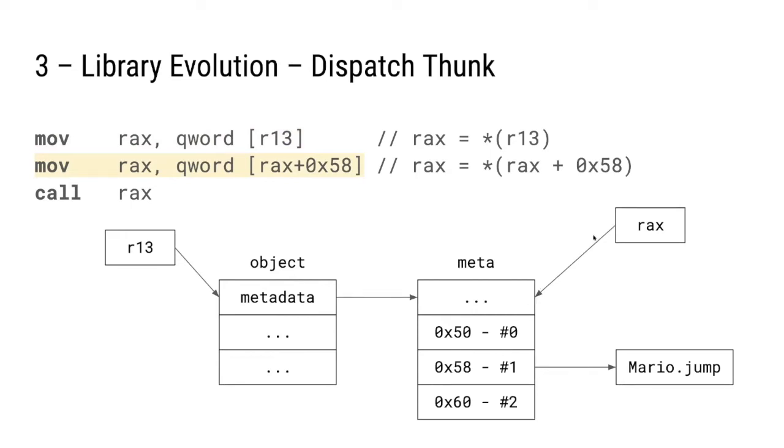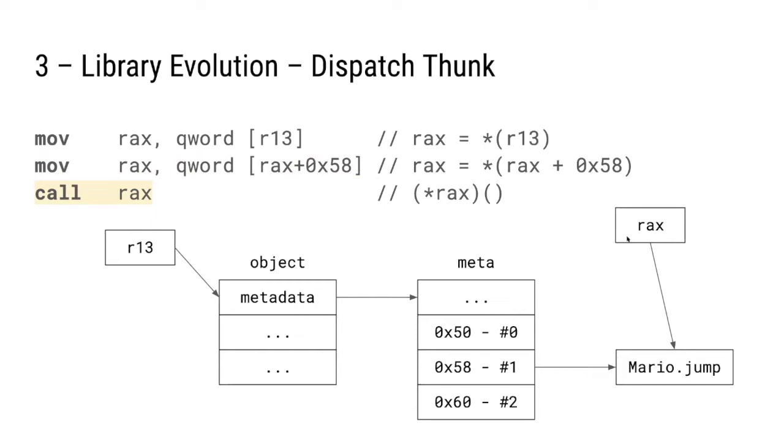Now the second instruction is very similar, except for the offset. This offset hits directly into the vtable. The vtable is a part of the metadata. So you can think offset 58 just corresponds to the method at index one, the pointer to the method. So in this instruction, the CPU is going to take this pointer to the pure assembly and put that pointer into the RAX register. And at the end, it's very simple: just calling the function by its address. So dispatch func is just going to call the implementation of Mario jump.